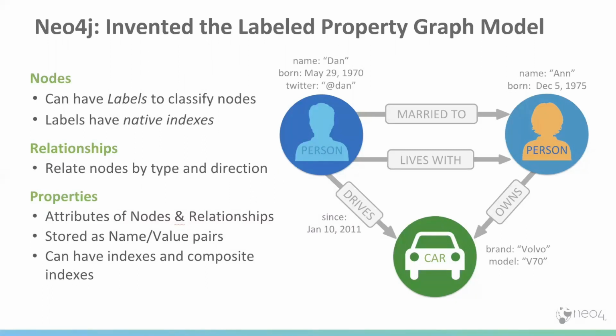So if we look at the small graph here, you can easily and quickly see that there's a person named Dan who is married to and lives with a person named Ann. They each have a born property that is their birth date. Dan has a Twitter handle property, Ann does not, and that's okay. Ann owns a car that is a Volvo V70, but Dan has been driving it since 2011. So with just a quick look, you can see that Dan is a bit of a freeloader, living with Ann and driving her car. But I guess that's okay, since as we can see, they are married.